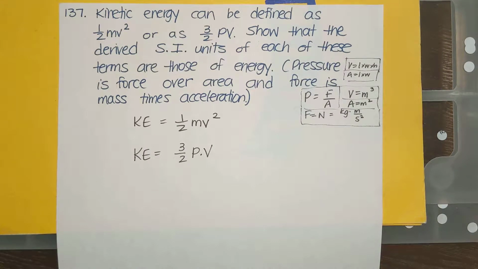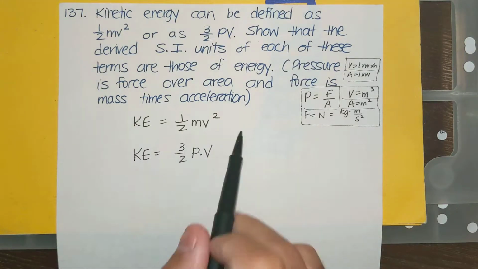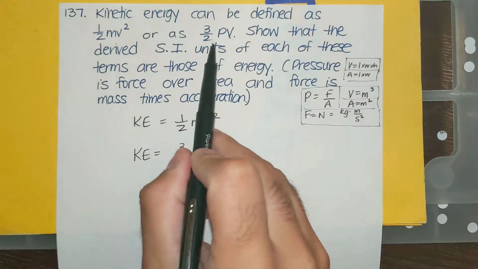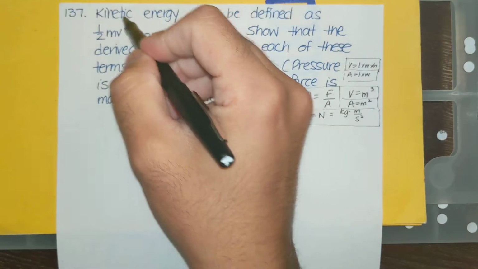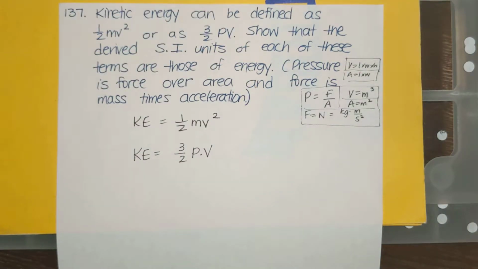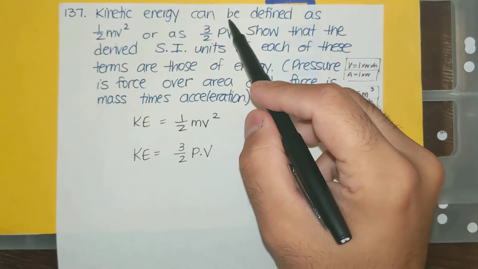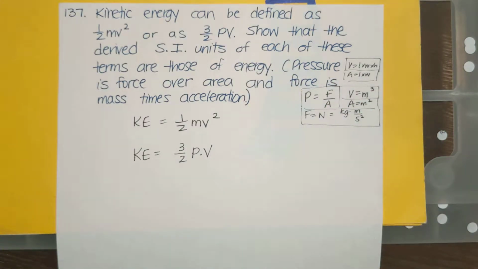Another question that people asked for a bit of help on from the chapter 1 exercises was question 137. It talks about the relationship between kinetic energy using 1/2 mv squared and kinetic energy using 3/2 PV. We'll talk about kinetic energy equals 1/2 mv squared a lot later, and we'll never really talk about kinetic energy being P times V. P is pressure and V is volume. That's a little bit more on the college level.